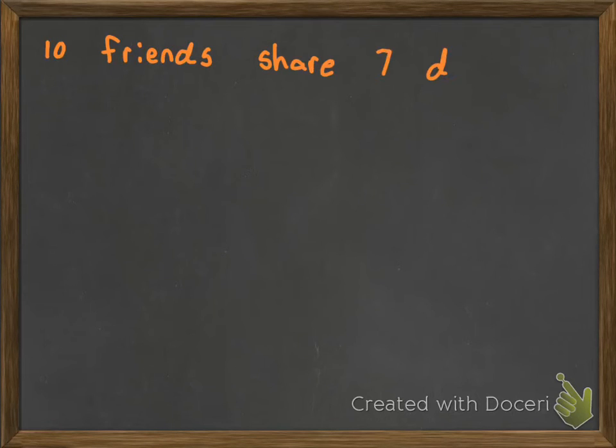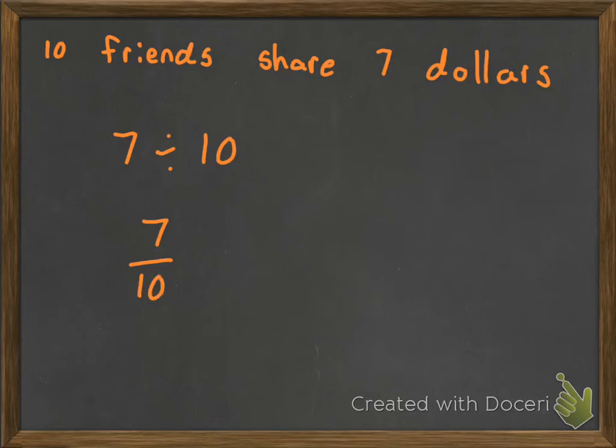10 friends share $7. Well, you can't give each friend $1 because there's only 7 of them. So we have to take that $7 and we have to divide it amongst the 10 people. 7 divided by 10. So first number is your numerator and second number is your denominator. The answer is 7/10. That's it. They each get 7/10 of $1, or some of you math wizards know that 7/10 of $1 would be 70 cents.